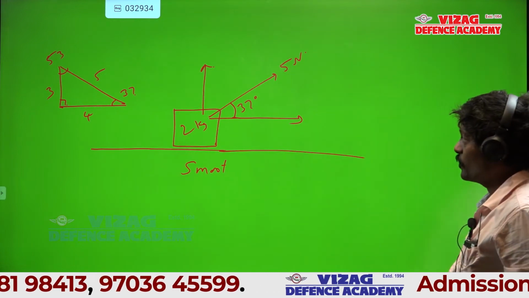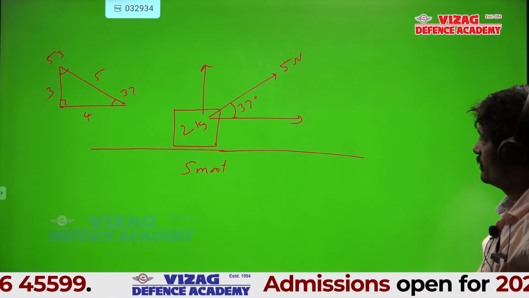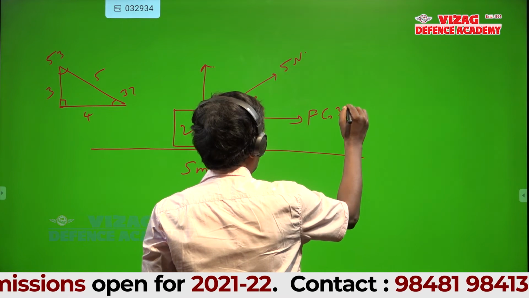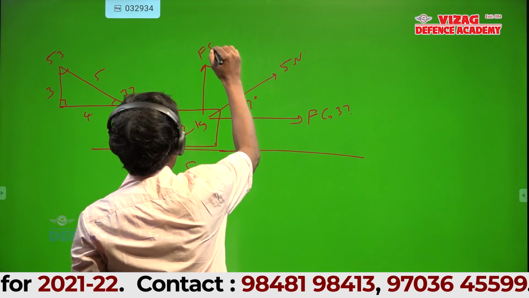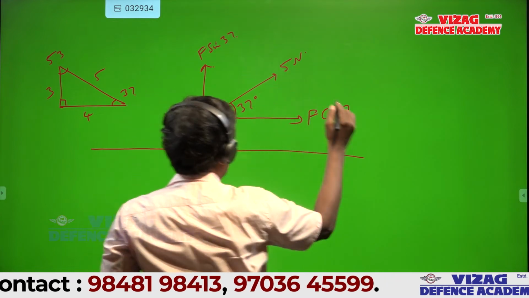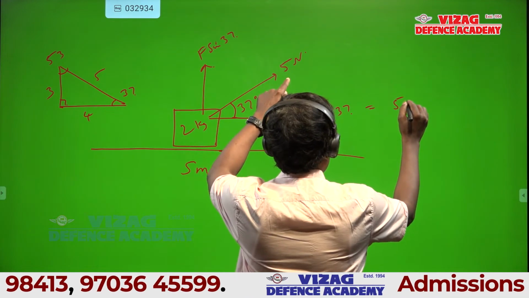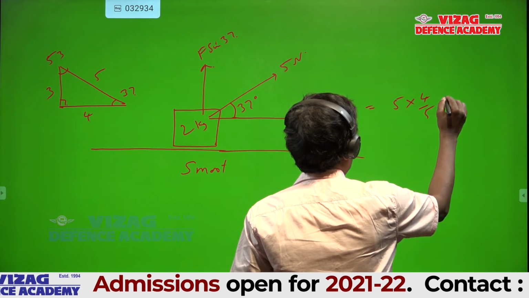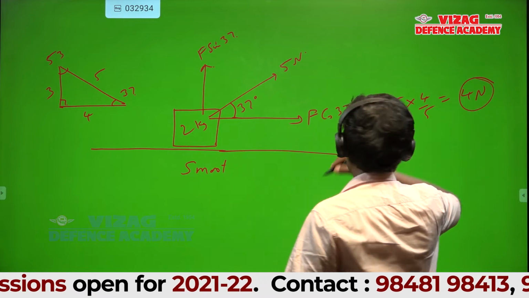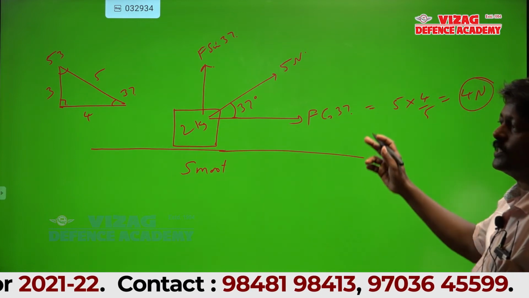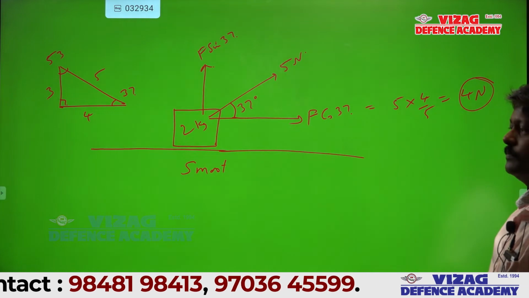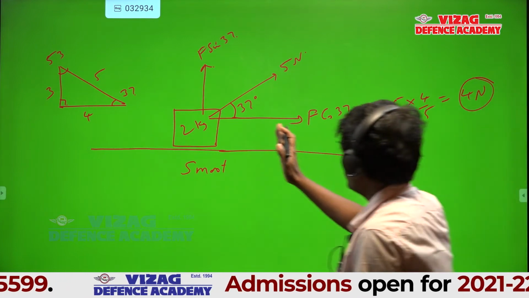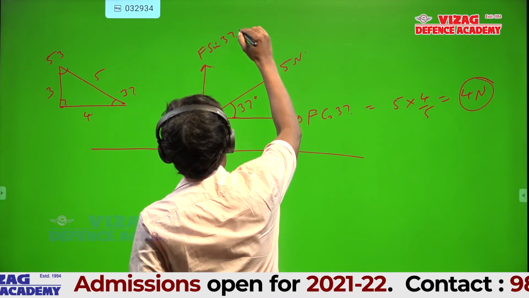F cos theta, the angle is 37 degrees. So F cos 37, and this will be F sin 37. Cos 37 is 4 by 5. What is the component in the horizontal direction? 4 Newton. What is the component in the vertical direction?